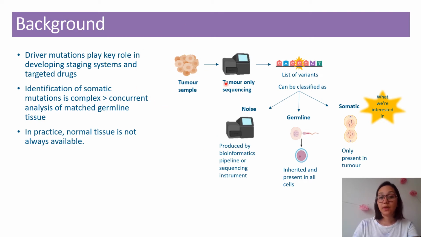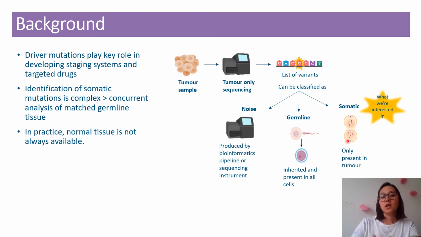where we have a tumor sample that gets sequenced, and that will output a list of variants or mutations. Those variants can be either noise, and so that's produced by the bioinformatics pipeline or sequencing instrument itself. They could be germline variants, and so these are the variants present in all cells, and these were inherited. Or we could have the somatic variants, which are the ones that are present only in the tumor, and it's what we're interested in identifying.